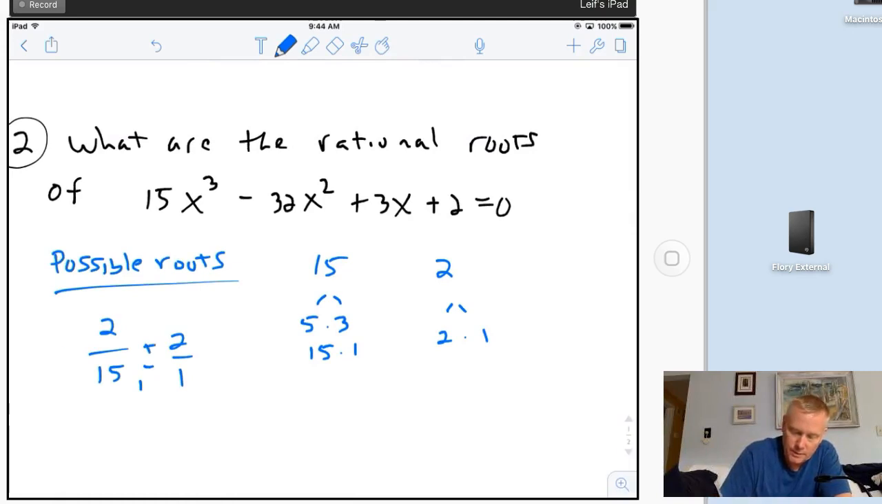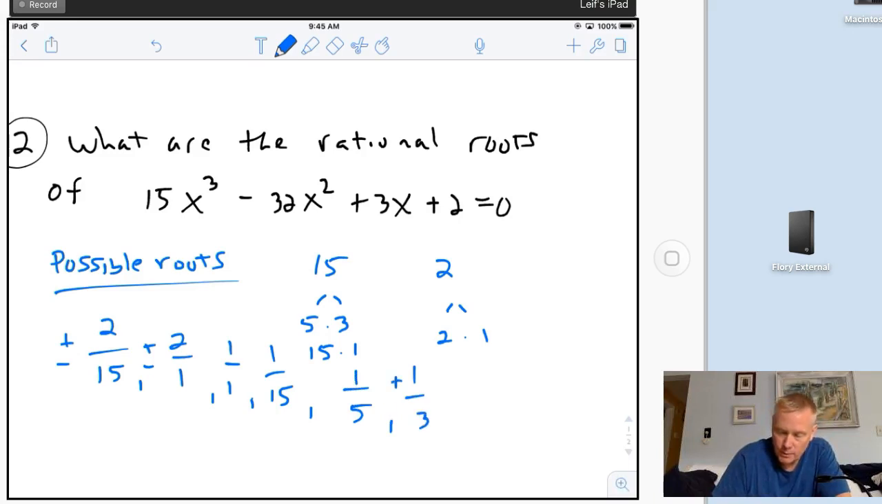These are all plus or minus. It could also be 1 over 1, 1 over 15, 1 over 5, 1 over 3. These are all plus or minus. So anyway, there's a lot here. And when you start doing synthetic division is usually what you do to check and see whether it actually is a root or not.